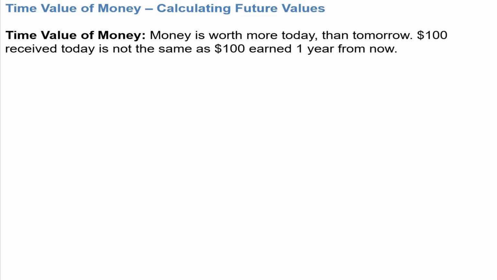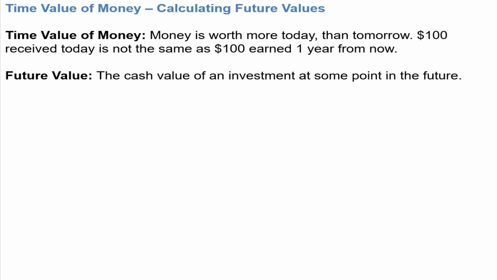Today we're going to be looking at the time value of money and calculating future values. The time value of money is the concept that money is worth more today than tomorrow. In other words, $100 received today is not the same as $100 received 1 year from now. The future value is the cash value of an investment at some point in the future.